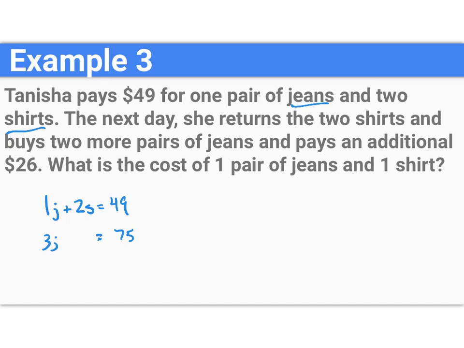So now, this is easy because 3J, all we do is divide by 3. The jeans equals $25, okay? So now we stick this number into our original equation. So 25 plus two shirts equals $49.